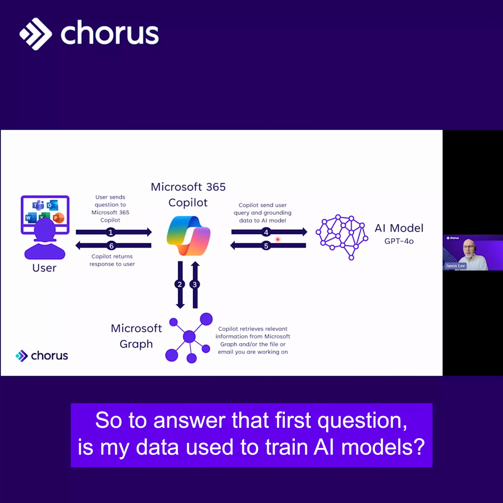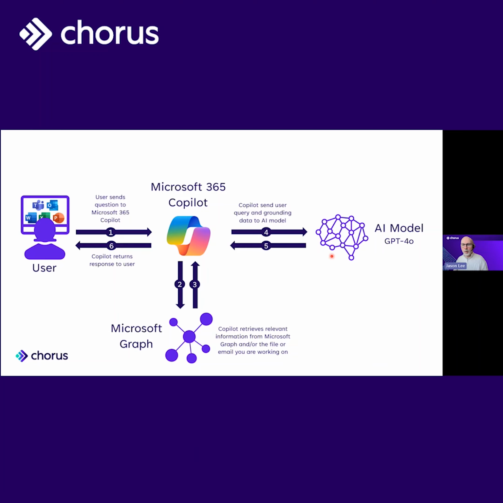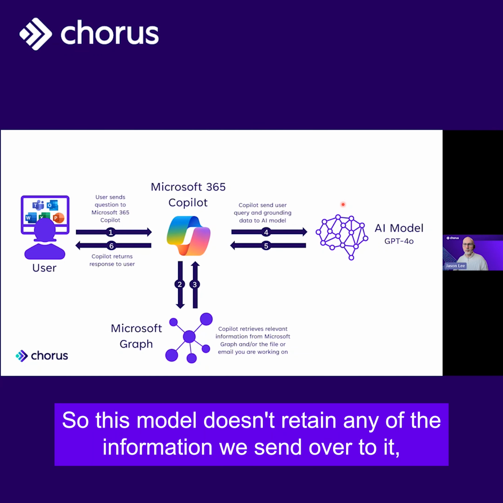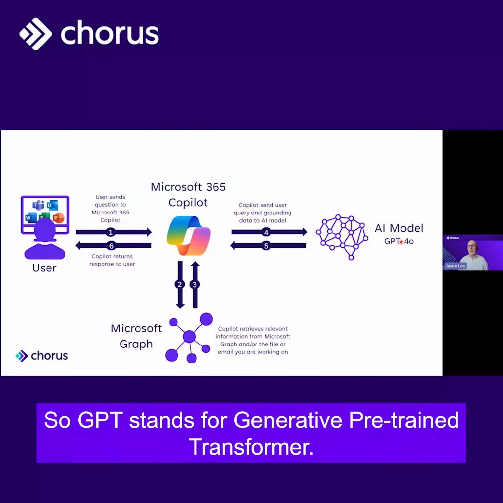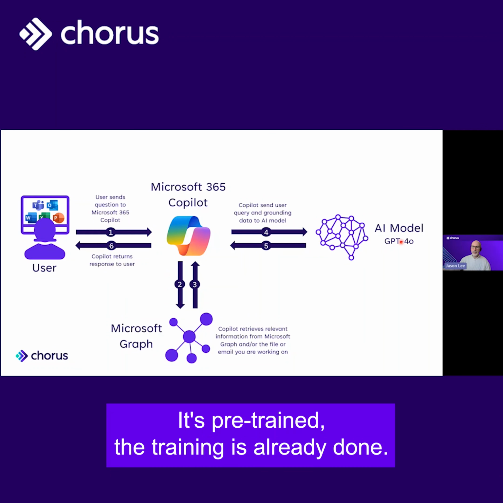So to answer that first question, is my data used to train AI models? No, it's not. This model doesn't retain any of the information we send over to it, and it doesn't change either. GPT stands for Generative Pre-trained Transformer. It's pre-trained, the training is already done.